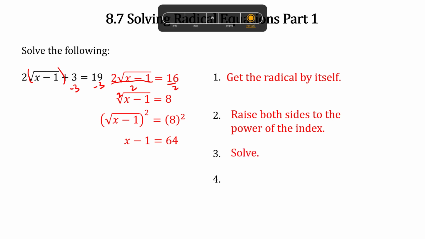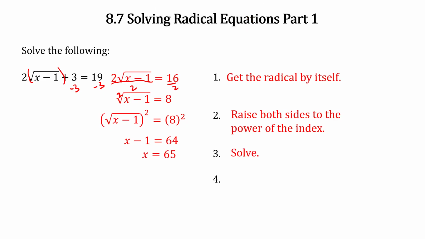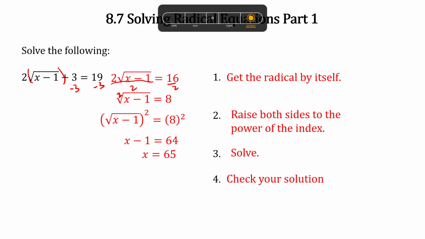And then you just basically solve. So add 1 to both sides, so x is 65. Now on these, we're going to come across some problems. You need to check your answer. Does 65 work? There's going to be times where, because we're squaring these square roots and the properties of square roots, we might get extraneous solutions. So we check our solution.